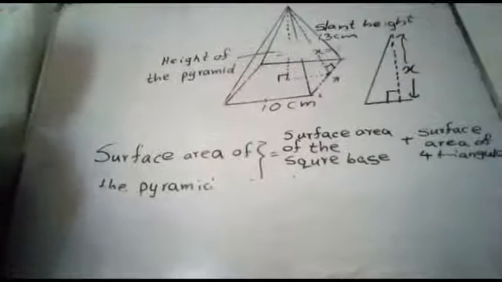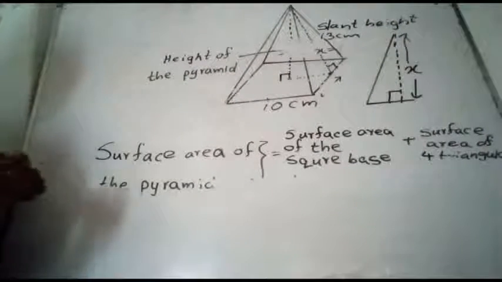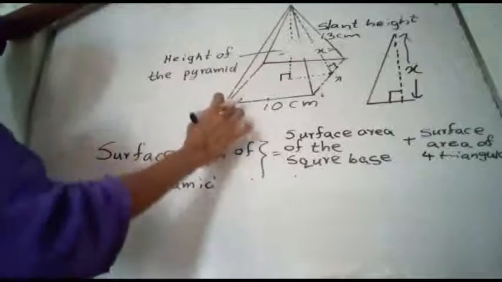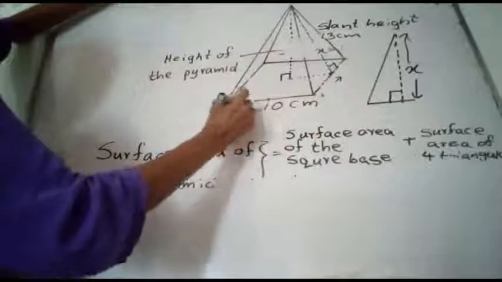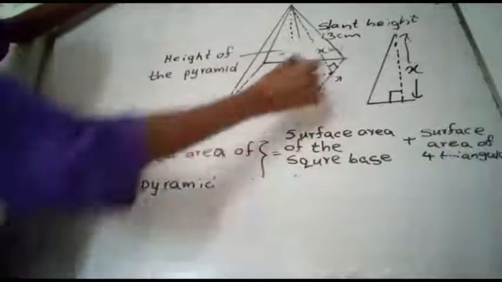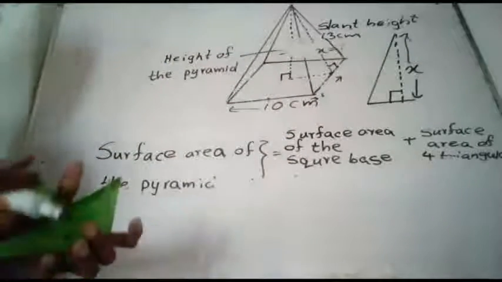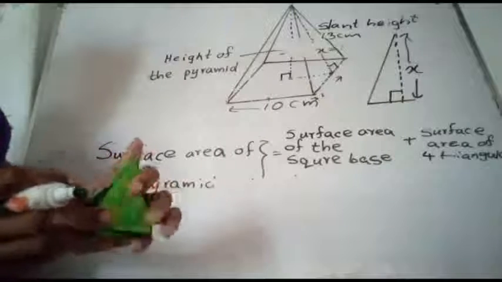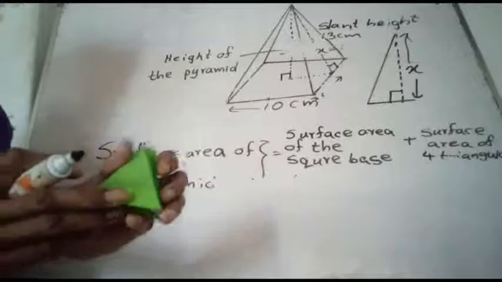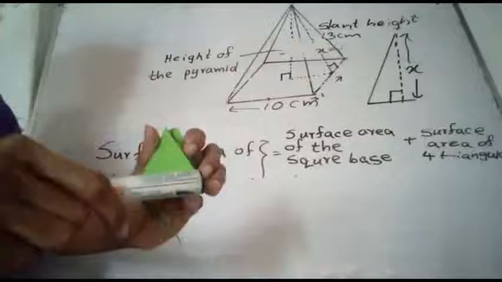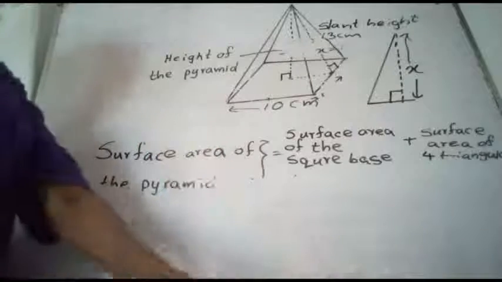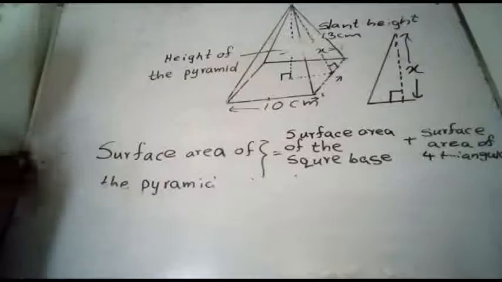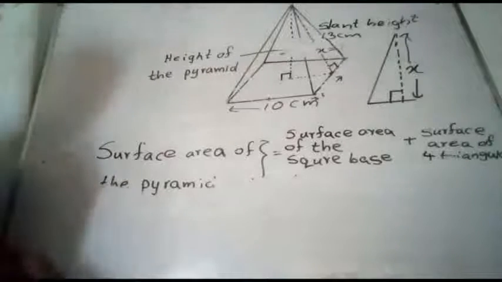Next question. The length of the base of the square base pyramid is 10 centimeters. The length of the slant edge. Here, this is the slant edge. The length of the slant edge is 13 centimeters. Find the surface area of the square base pyramid.